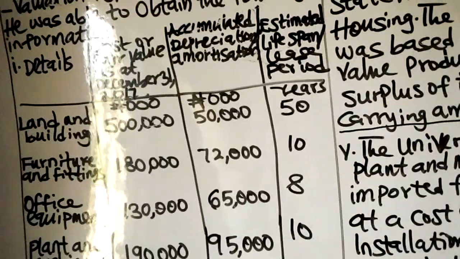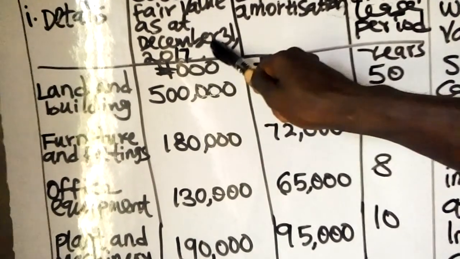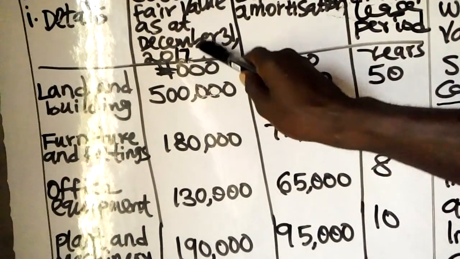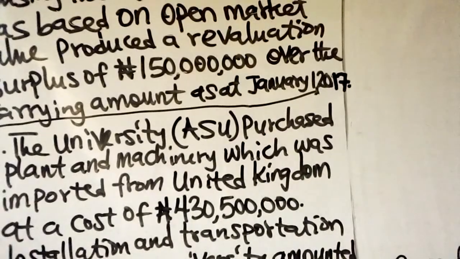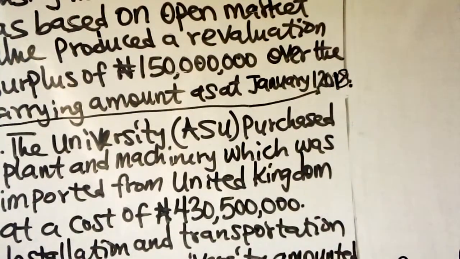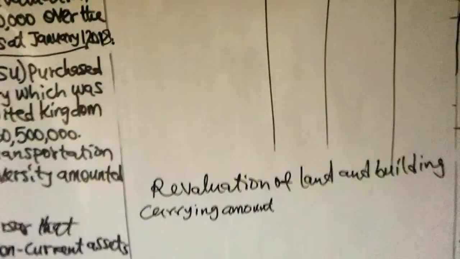Because this is 2017 December. The closing balance as at December 2017 is the opening balance as at January 2018. So if this is January 2018 or December 2017, which are the same, then this one too will be January 2018 or December 2018. If you put December 2018, that means it agrees with what you have here. So the carrying amount there, as at that date, and you were given the cost.